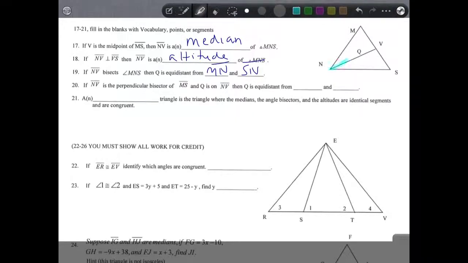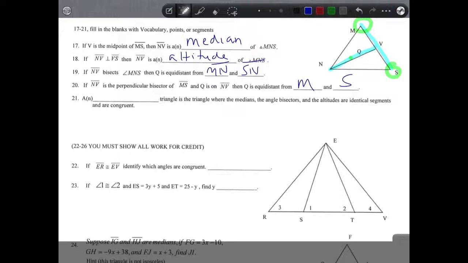NV is perpendicular to MS. NV is the perpendicular bisector, so Q, any point on there, would be equidistant from M and from S. So from those 2 points.